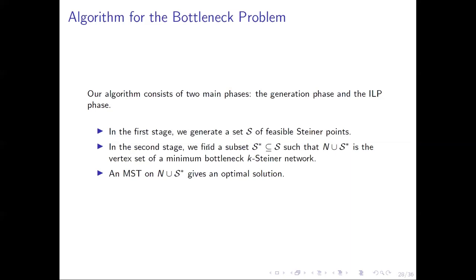Then once we do that, in our second stage, our aim is to find the subset of those Steiner points which actually are contained inside that minimum k-BST. Then once you know the Steiner points of a minimum k-BST, you know the entire vertex set of a minimum k-BST, and you can just run a minimum spanning tree algorithm on those points, and it gives you an optimal solution.